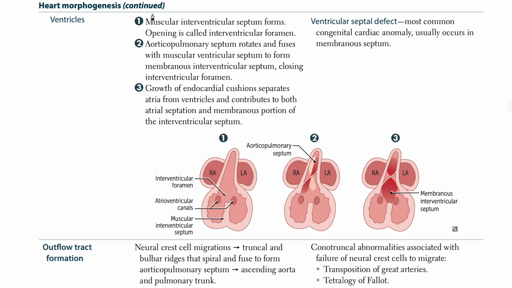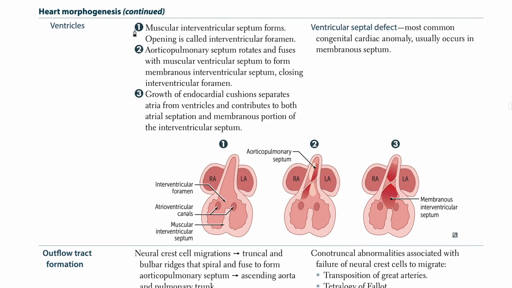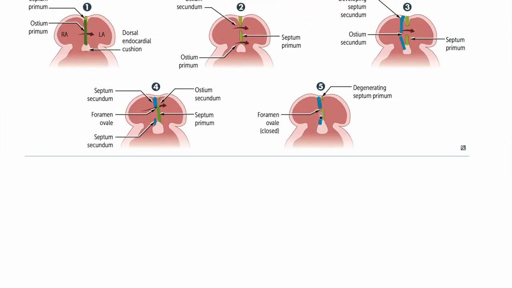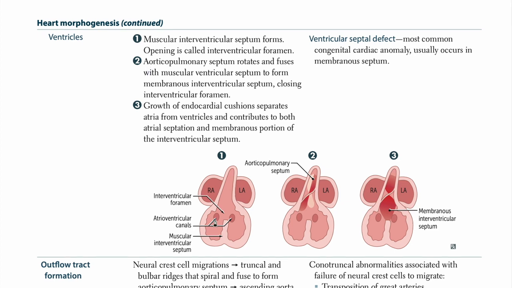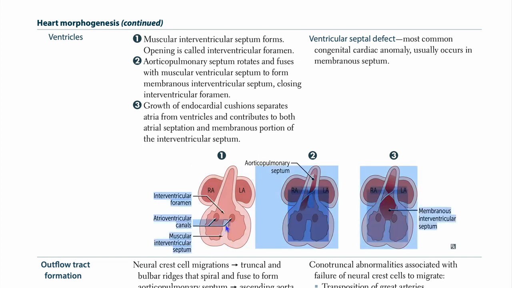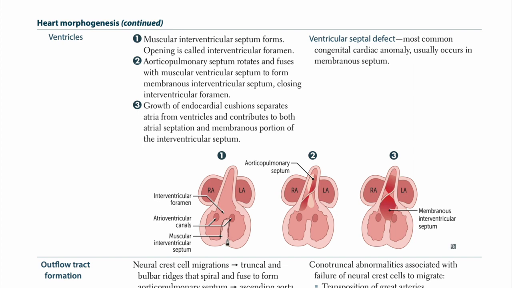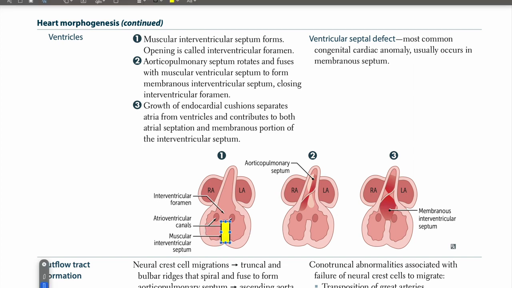Heart morphogenesis continued. Okay, so now we're doing ventricles. So how does the ventricle develop? Where we ended up was this septum right here has been made, and this is the endocardial cushion. Okay, so let's read. One, the muscular interventricular septum forms. So now this is the muscular interventricular septum, right there. Right, it's between the two ventricles, right there and there.